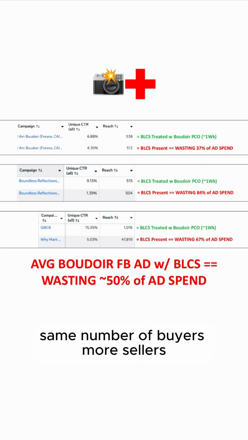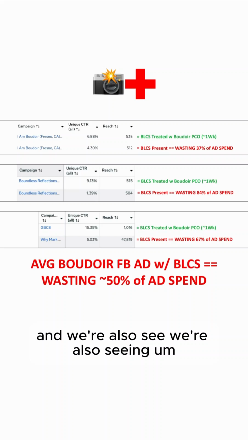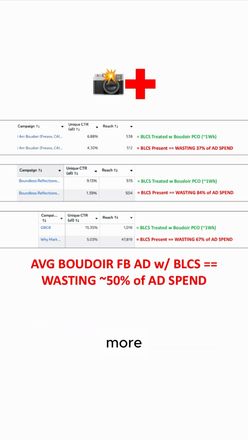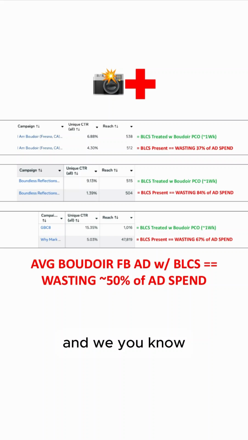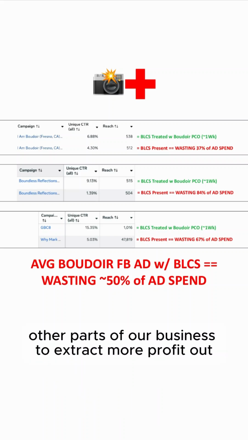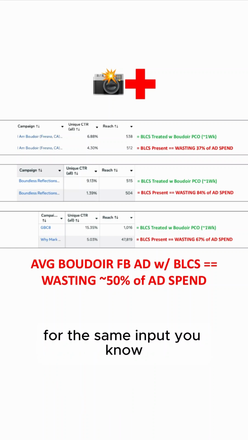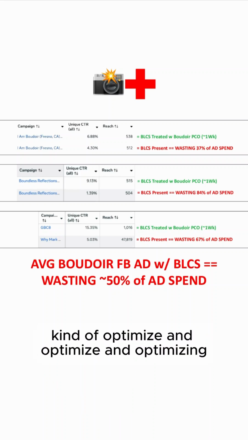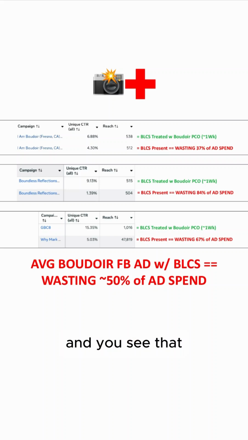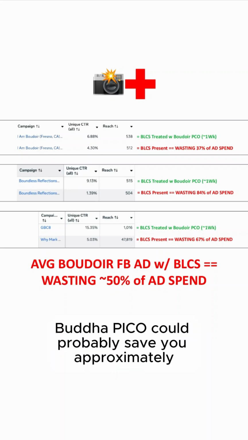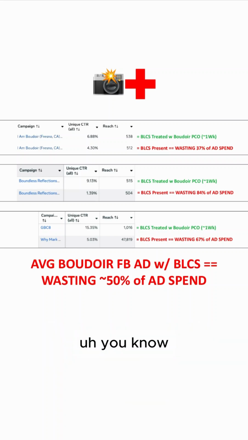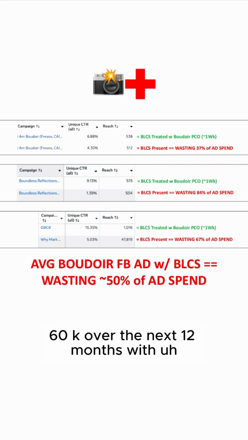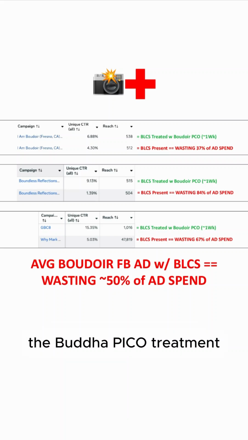You know, same number of buyers, more sellers, and we're also seeing more inflation, more increasing cost of living, and we've been optimizing other parts of our business to extract more profit out for the same input. You see that with Boudoir Pico could probably save you approximately 5K a month on average. 60K over the next 12 months with the Boudoir Pico treatment.